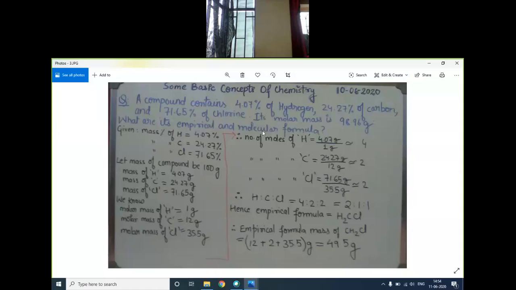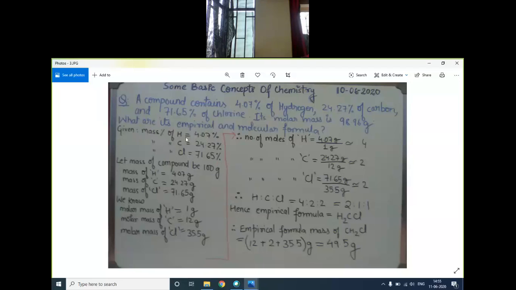So in this question, two things are given. One is the mass percentage of all the elements, and second is the molar mass of the compound. So using these two things, we are going to find the empirical formula and molecular formula. First of all, what is given? Mass percentage. Let us write that. Mass percentage of hydrogen is 4.07%. Mass percent of carbon is 24.27%. Mass percentage of chlorine is 71.65%.